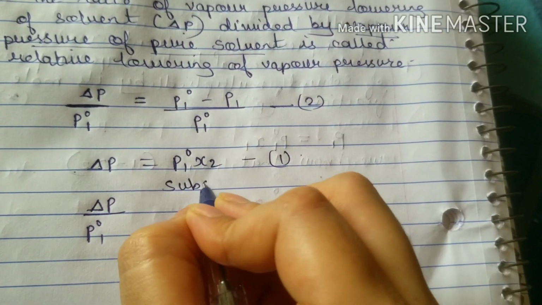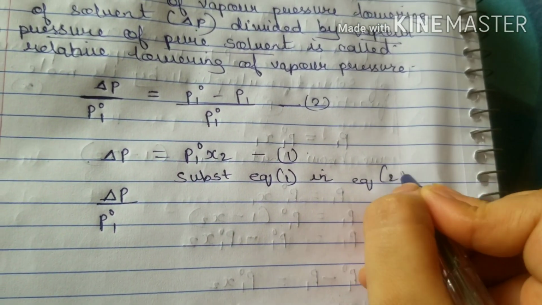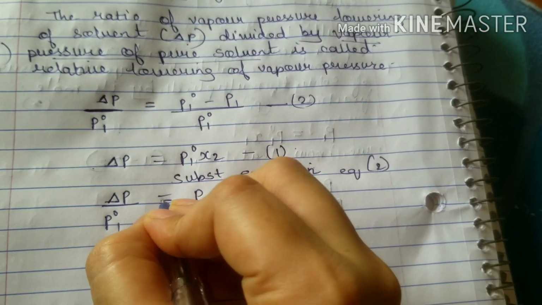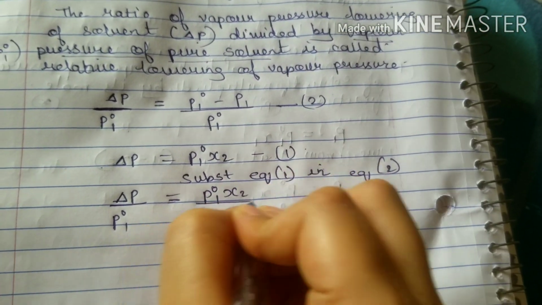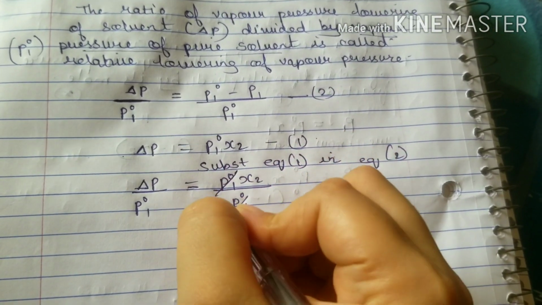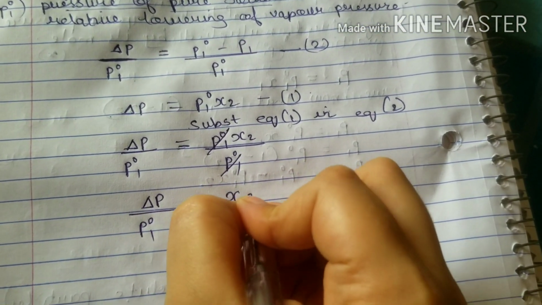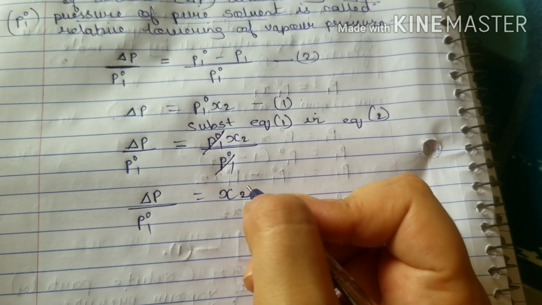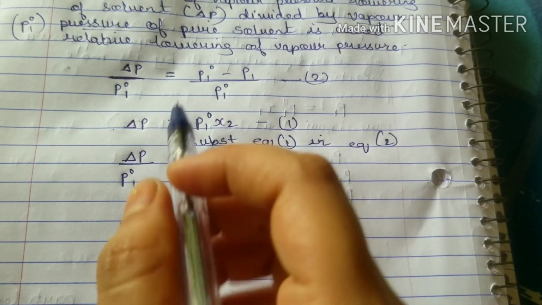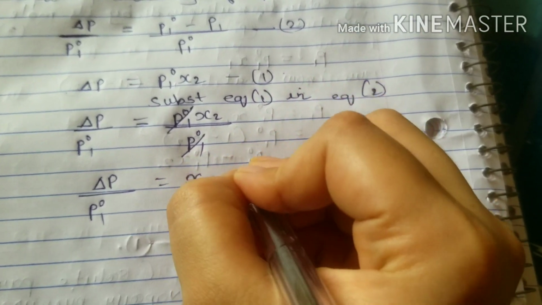So substitute equation 1 in equation 2. Okay, so what you will get, delta P, so write that P1 naught X2 upon, and this will remain same, P1 naught only. So you can cancel this. Then what are you going to get? Delta P upon P1 naught is equal to X2, right? And you can even say it will be equal to X2, or it can be even equal to P1 naught minus P1 upon P1 naught.